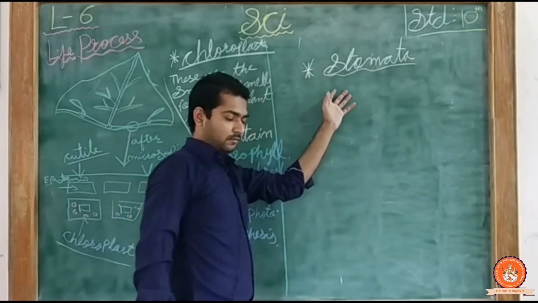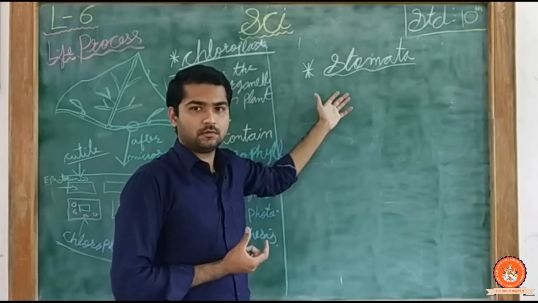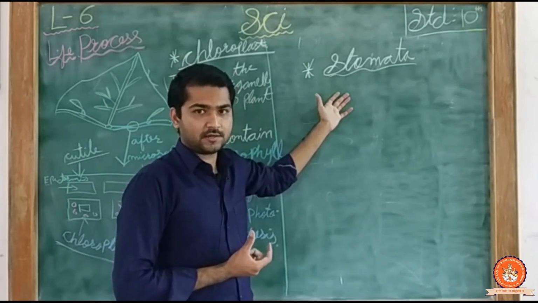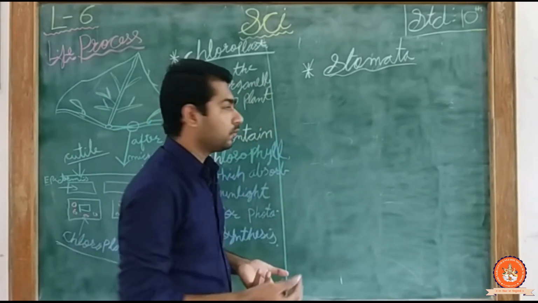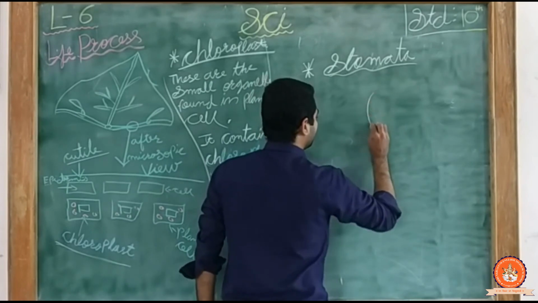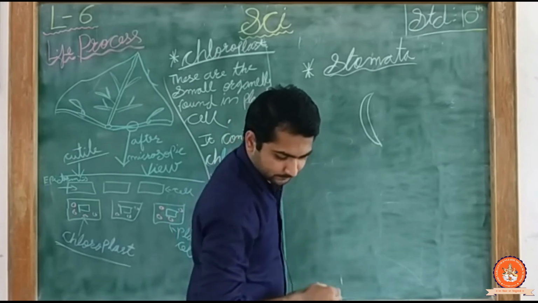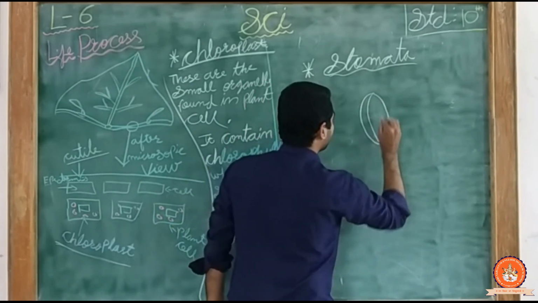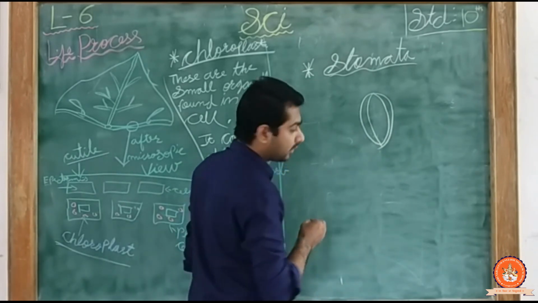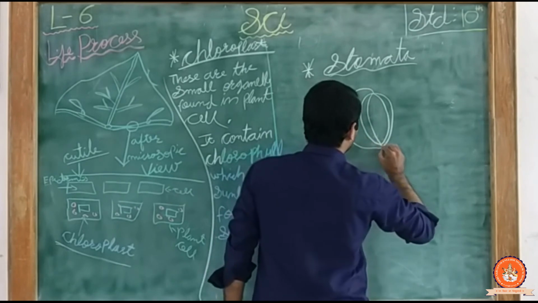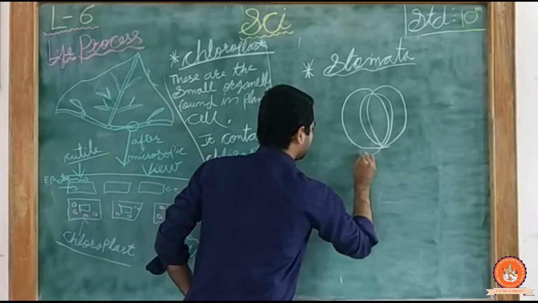Stomata is the reason why the leaf, or you can say the plant, gets the carbon dioxide inside it. Clear? So how do the stomata look? Nothing, in your book there is a diagram given. I am preparing from your book. Clear? And it's like that only.